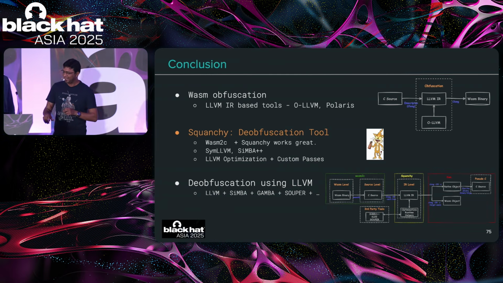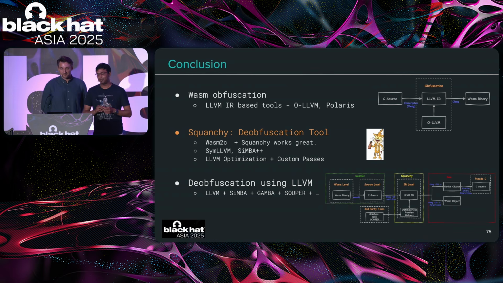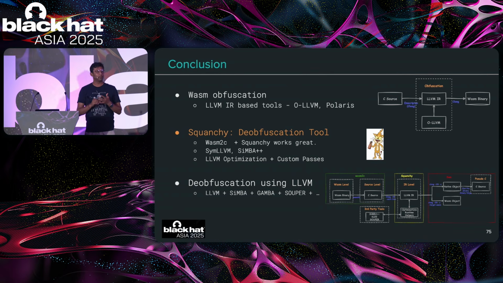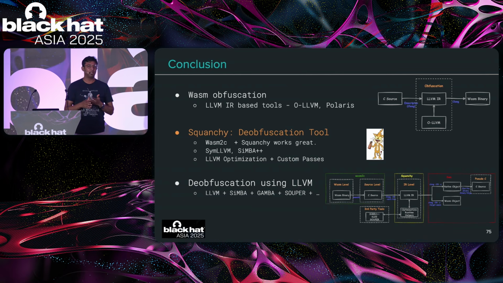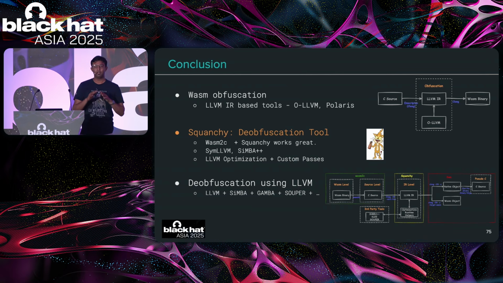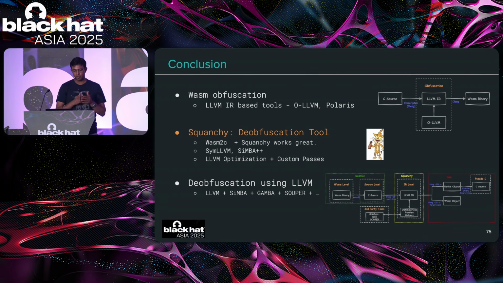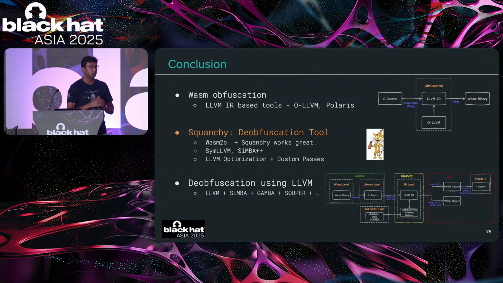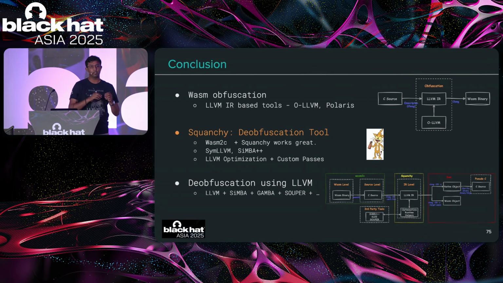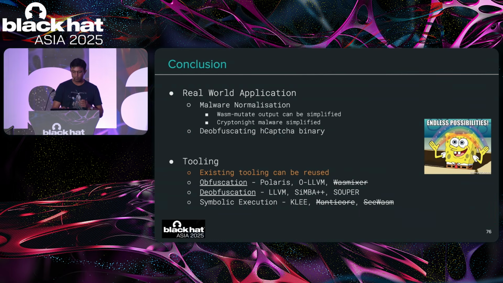Okay, time for conclusion. We demonstrated how we can do obfuscation using the existing tooling based on LLVM IR. We have OLLVM, Polaris, Hikari, so we can use all these tools for Wasm obfuscation. We showed you that we have Squanchy, which can perform all the orchestration for de-obfuscation, taking care of the shortcomings of lifting Wasm to C, including the runtime information. Then we showed you various tools that we can use for de-obfuscation, Simba++, Super. We applied all this knowledge on real world applications.